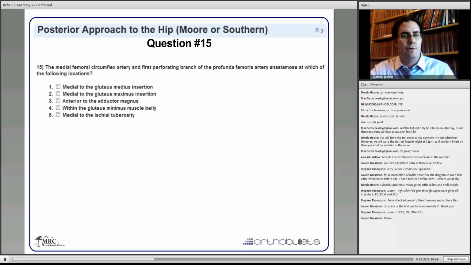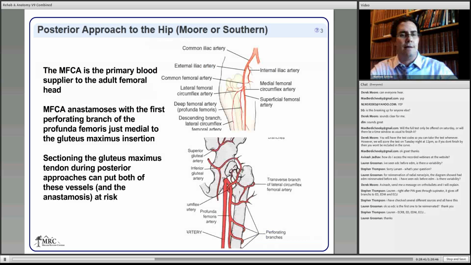The medial femoral circumflex artery and first perforating branch of the profunda femoris artery anastomose at which of the following locations? So we're talking about the MFCA again. We talked about this before. The MFCA is the primary blood supplier to the adult femoral head. It anastomoses with the first perforating branch of the profunda femoris just medial to your gluteus maximus insertion.